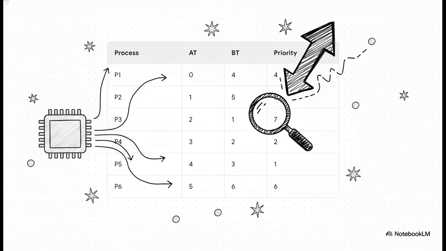Now, at time 4, we check our ready queue. P2, P3, P4, and P5 have all arrived. This is where priority comes in. We look at their priority numbers, 5, 7, 2, and 1. Who has the highest priority? Remember, lower number is better. That's P5 with a priority of 1. So P5 runs next. It needs 3 units, so it finishes at time 7.